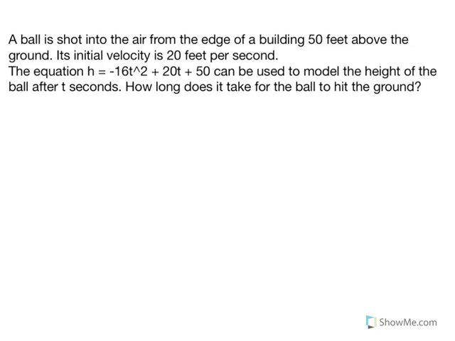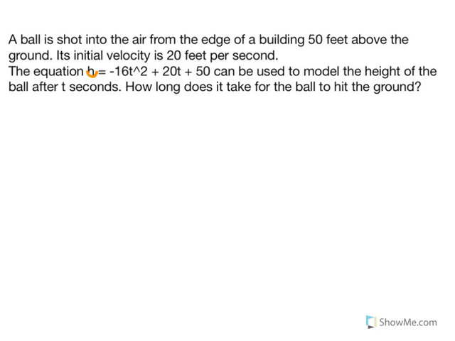We're going to show you how to solve story problems with quadratic equations. A ball is shot into the air from the edge of a building 50 feet above the ground. Its initial velocity is 20 feet per second. The equation h equals negative 16t squared plus 20t plus 50 can be used to model the height of the ball after t seconds. How long does it take for the ball to hit the ground?